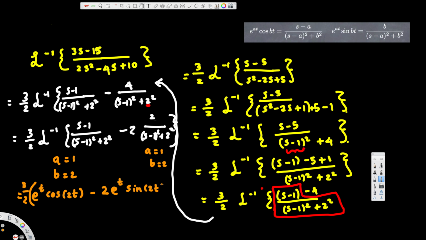Okay, that's it. Now if we multiply 3 by 2 for this one, this is going to become 3 by 2 e power t cos 2t, and this one is going to become just 3, right? Just 3 e power t sine 2t, and that's going to be the Laplace inverse for this given function.